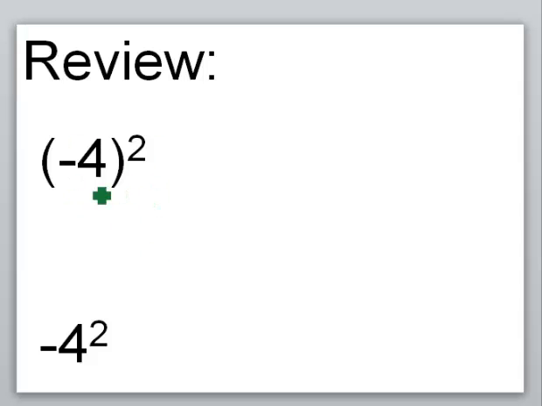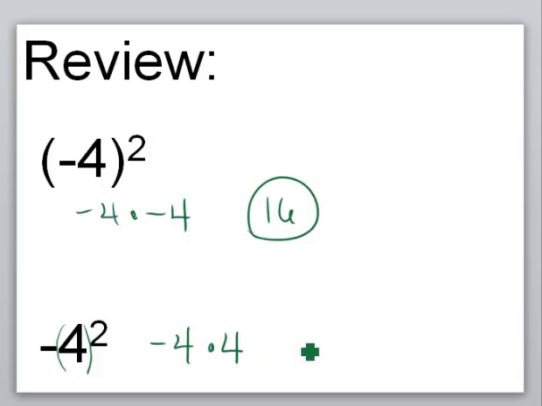This is telling you to write the -4 two times. This does not have parentheses. The parentheses are only around the 4. So we have -4 times 4. This gives us 16. And this gives us -16. So you can see the difference between the negatives being included in the parentheses and the other ones not.